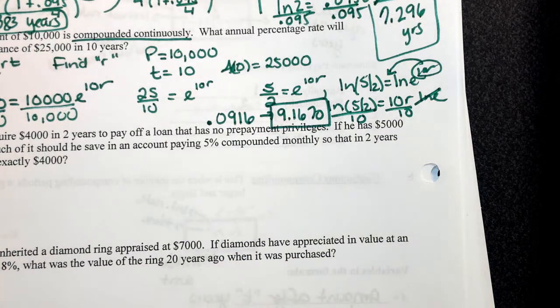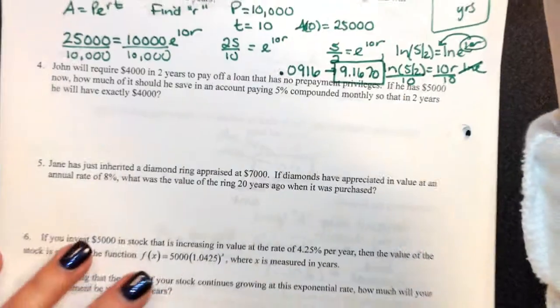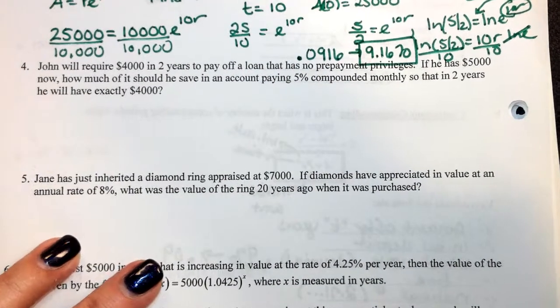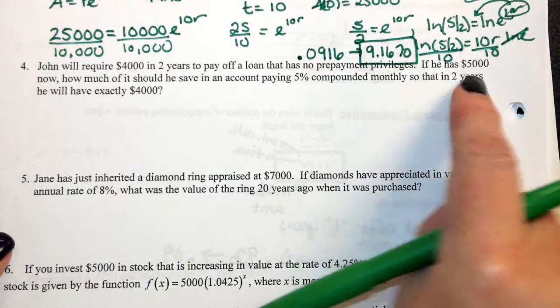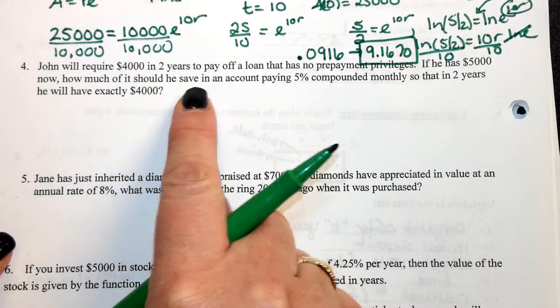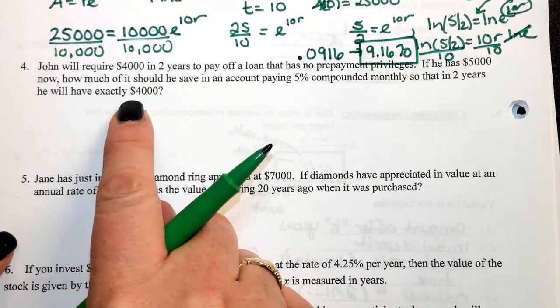Okay? So any questions on that particular problem? So sometimes there's variations. You're not just going to be finding the amount. You've got to solve for the different pieces. Here's another question. John will require $4,000 in 2 years to pay off a loan that has no prepayment privileges. If he has $5,000 now, how much of it should he save in an account paying 5% compounded monthly so that in 2 years he will have exactly $4,000?